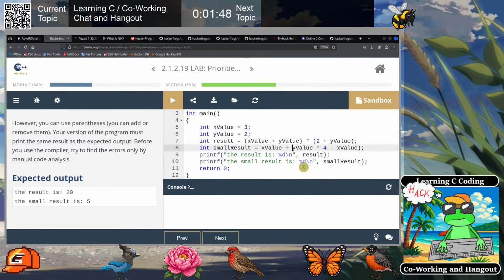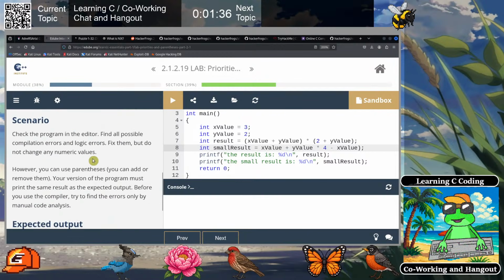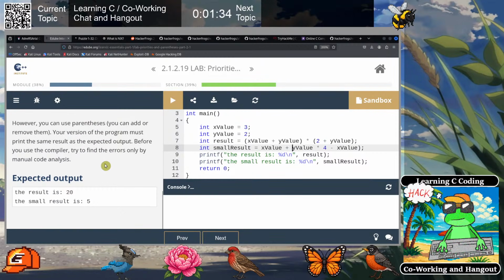So maybe... You can use parentheses, you can add or remove them. Your version of the program must print the same result as the expected output. We can't change any numerical values. So x value plus y value is 5. 5 times 4. Yeah, how do we put in our parentheses to make sure we get a small result like 5?